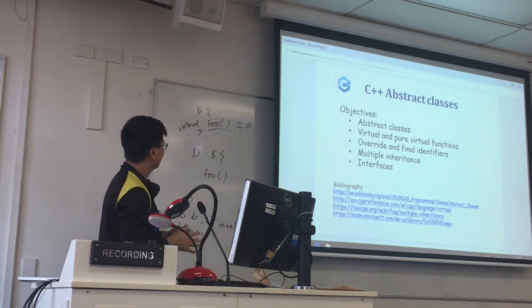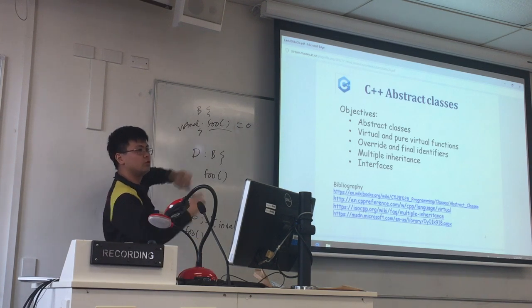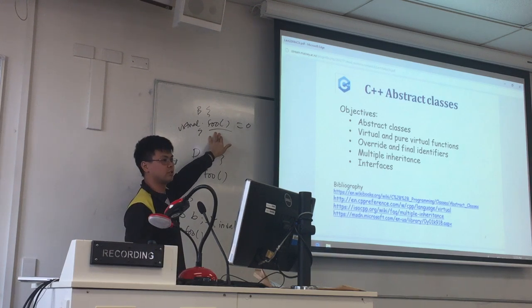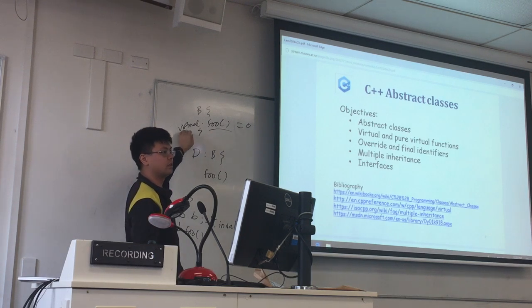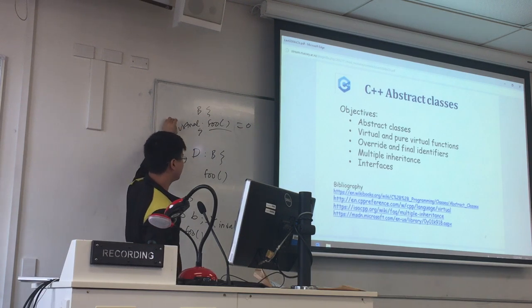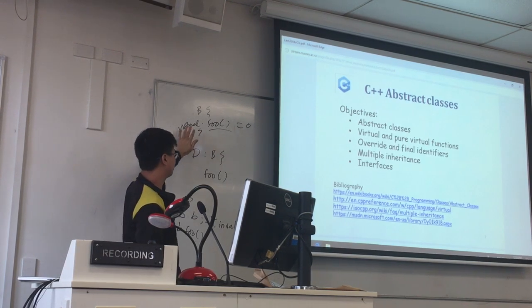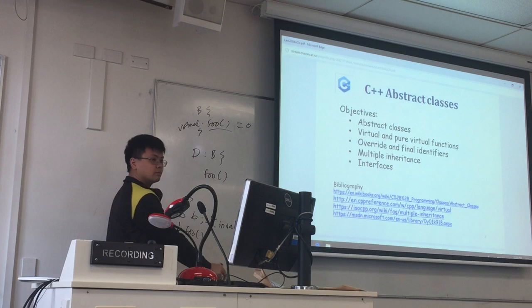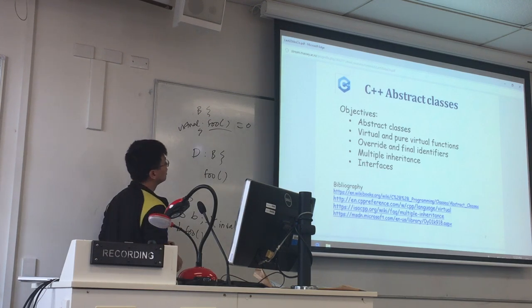All right. So do you understand why B cannot be instantiated? Because if you do, then what happens when you call a function that is pure? There is no implementation. So to prevent that scenario, the language prohibits you from instantiating an object of a class that is abstract. Understand? Still confused?